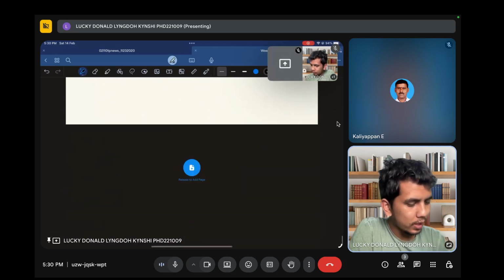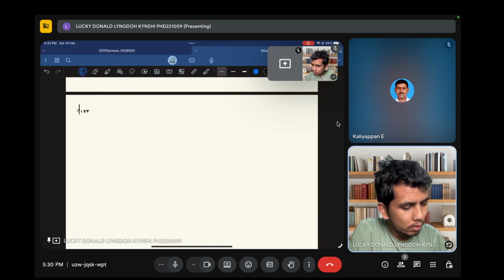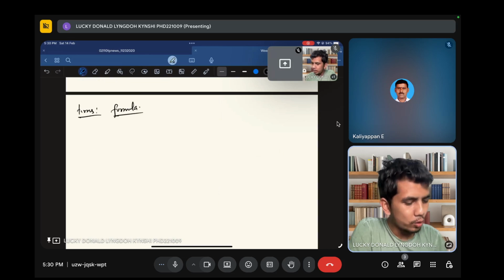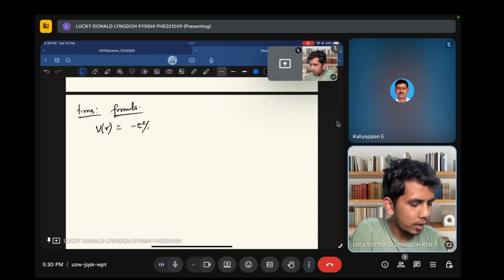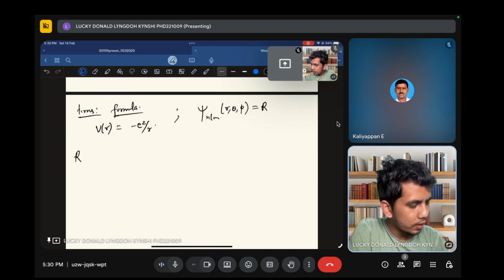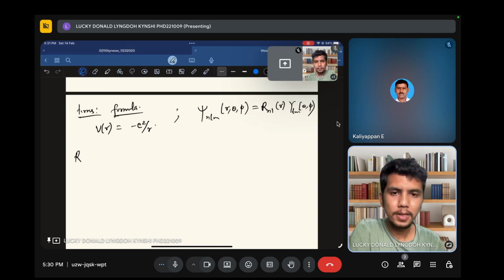Maybe before solving, let me just give you again the terms or formulas which are required. So in a hydrogen atom, the potential V of r is given to be minus e square by r. Now the solution in spherical polar coordinates, we talk about psi of n l m, r theta phi. It will be given by the radial part, which is a function of r, and the angular part, the spherical harmonics, which is a function of theta and phi.